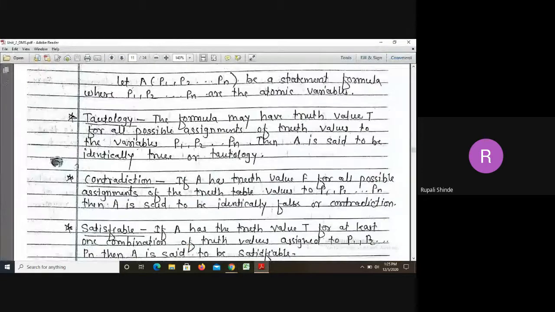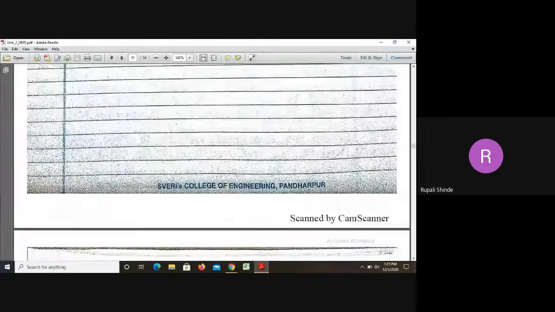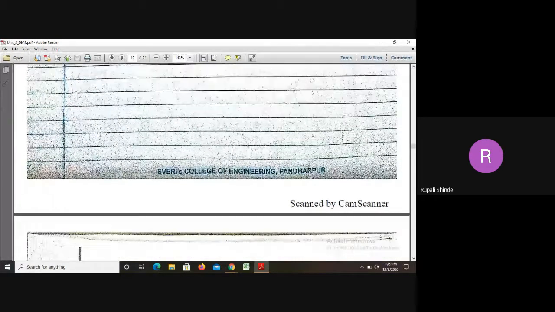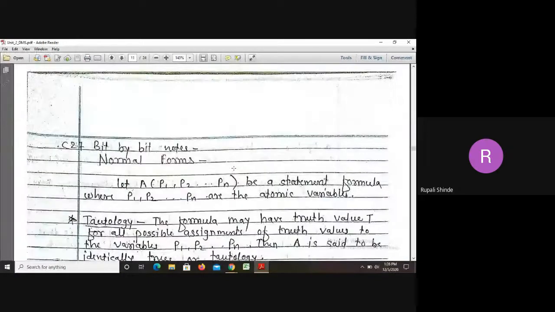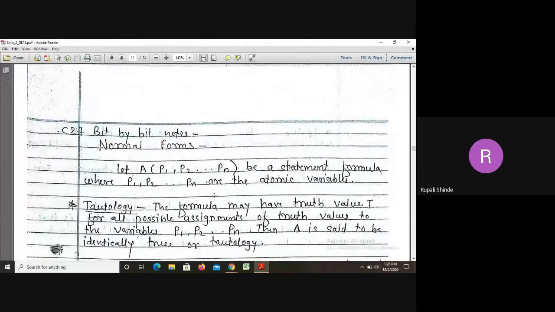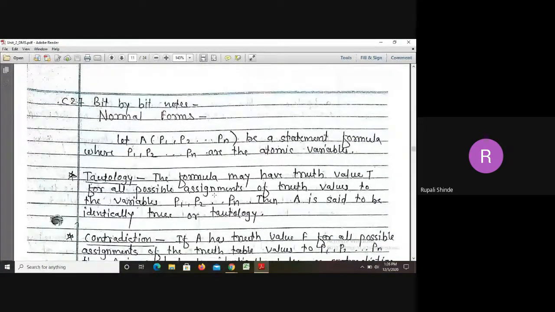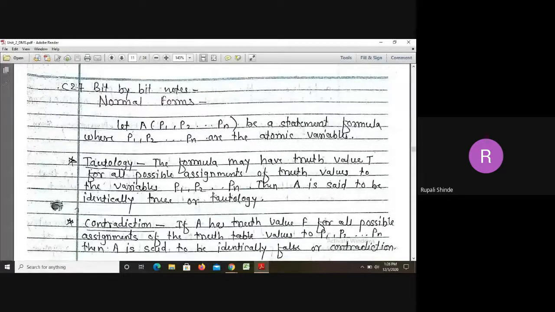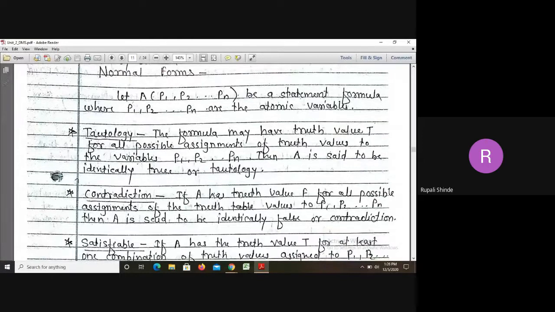So today we are going to start with the revision of unit number 2. It is a representation of expressions. In that we have seen CNF, DNF, TCNF and PDNF. So now we will see all those forms, and these are called normal forms. Before that, we have to see some terminologies. Already we have seen this in unit number 1: the meaning of tautology, contradiction, and satisfiable.